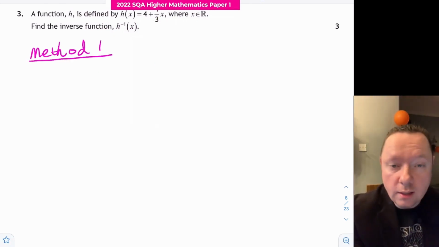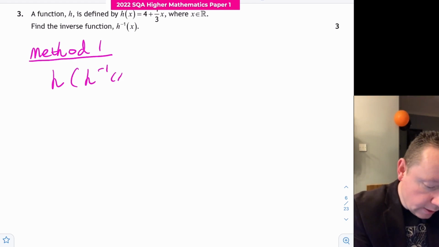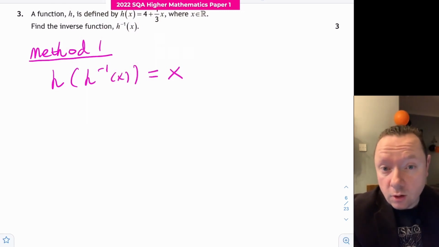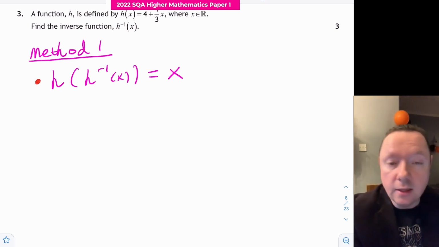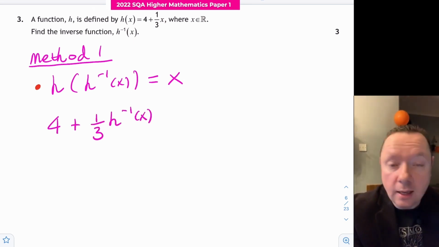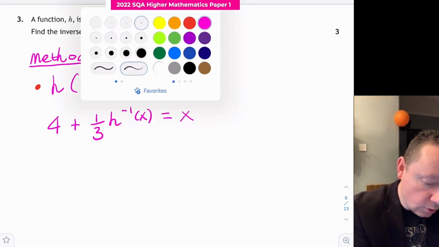For method 1, to get your first mark, you would say that h of the inverse function of x equals x. You can get a mark for knowing that if you take h of the inverse, the composite function, you always get the answer x. So there's 1 mark there just for writing that down. Then for your second mark, substituting into h, we get 4 plus 1 third h to the minus 1 of x, and that still equals x. So there's your second mark if you're using composite functions.